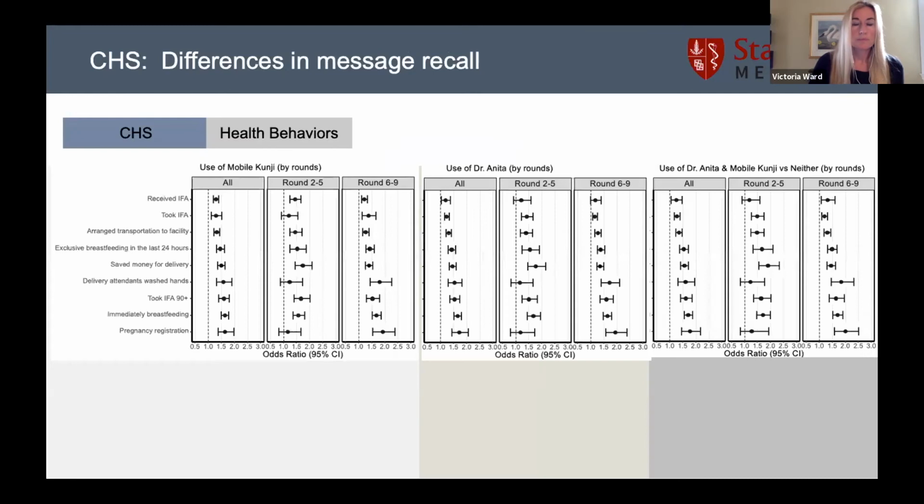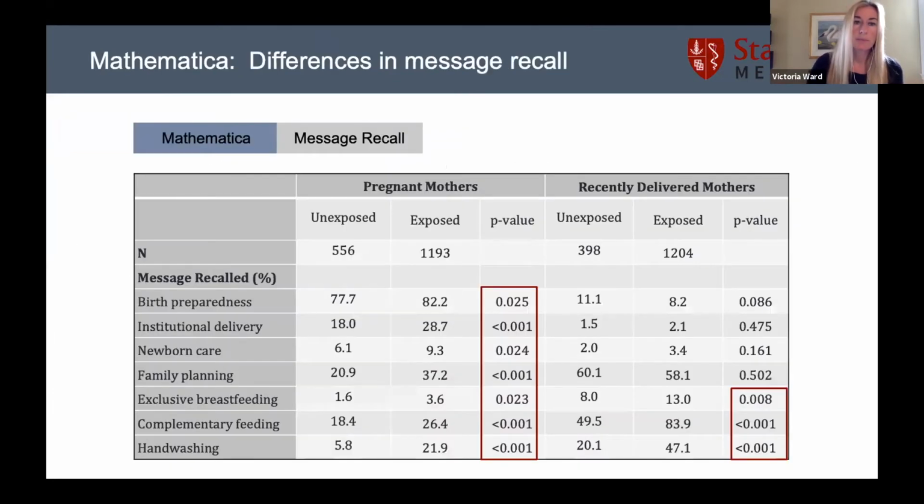When we disaggregate across the Mobile Kunji deck of cards tool, versus Dr. Anita, just the mobile recordings, or use of both, you see fairly similar results across the board. So disaggregated, you see that women who are exposed to any of those tools throughout the period of implementation really had better health-related behaviors than those women who are unexposed.